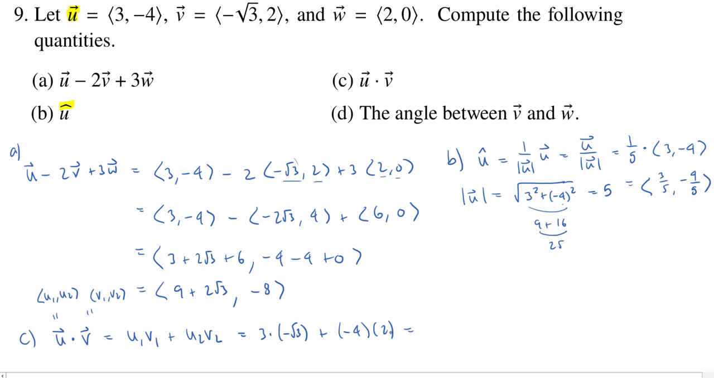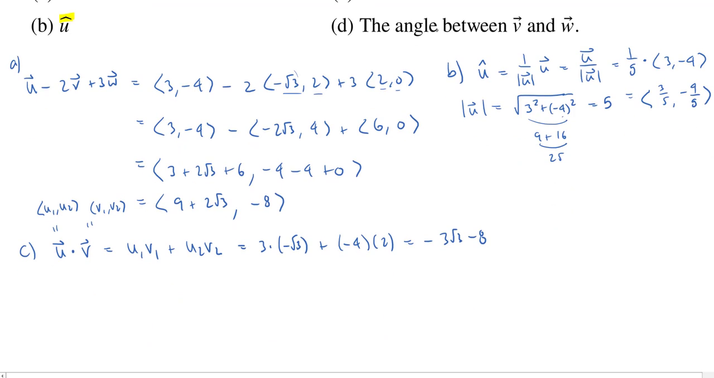And so we're going to get, well, it looks like negative 3 root 3 minus 8 as our dot product. Okay, finally, we're asked to compute the angle between vectors v and w. And when we want to get the angle between 2 vectors, then it's going to be handy to use the geometric version. So our geometric version of the dot product is that the dot product is equal to the length of v times the length of w times the cosine of the angle between them.